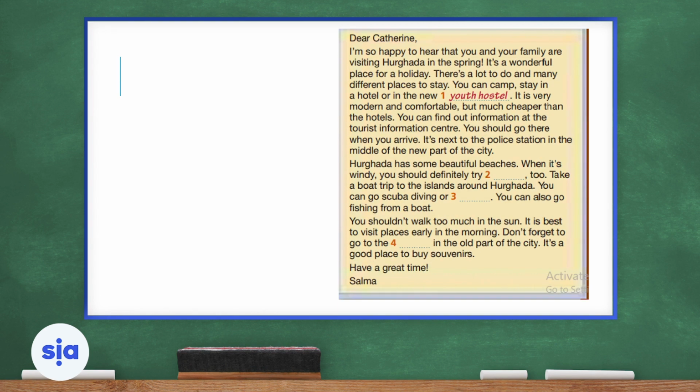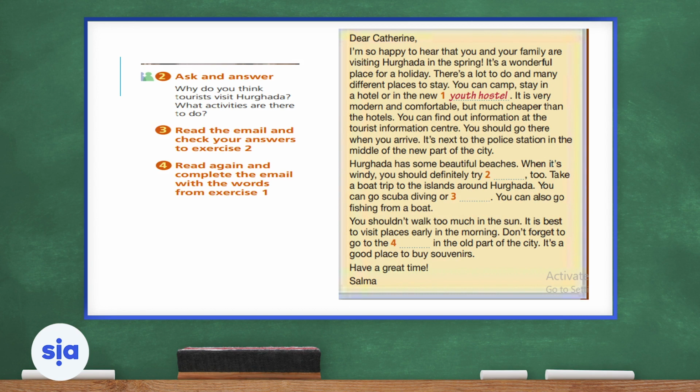And let's move on. We're going to be reading an email written by Selma to Catherine. Dear Catherine, I'm so happy to hear that you and your family are visiting Hurghada in the spring. It's a wonderful place for a holiday. There's a lot to do and many places to stay. You can camp, stay in a hotel, or in the new youth hostel. It's very modern and comfortable, but much cheaper than the hotels. You can find out information at the Tourist Information Center.